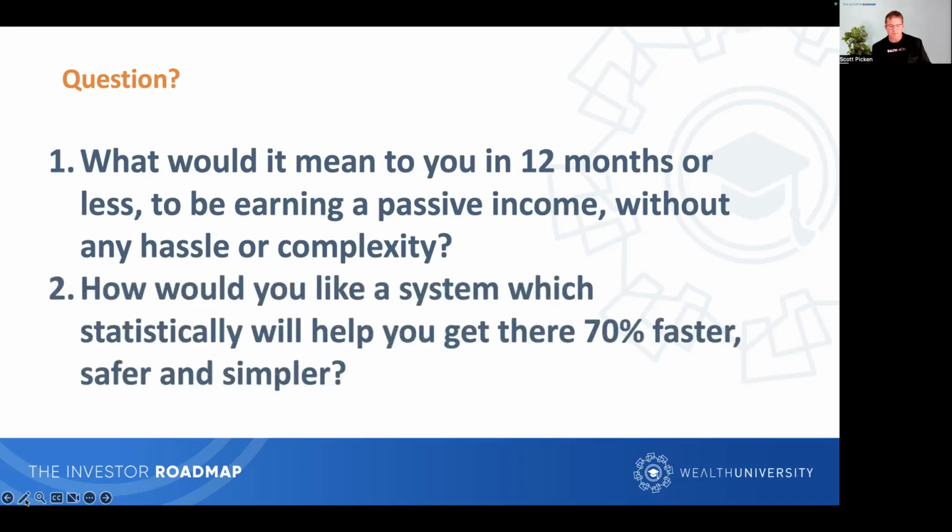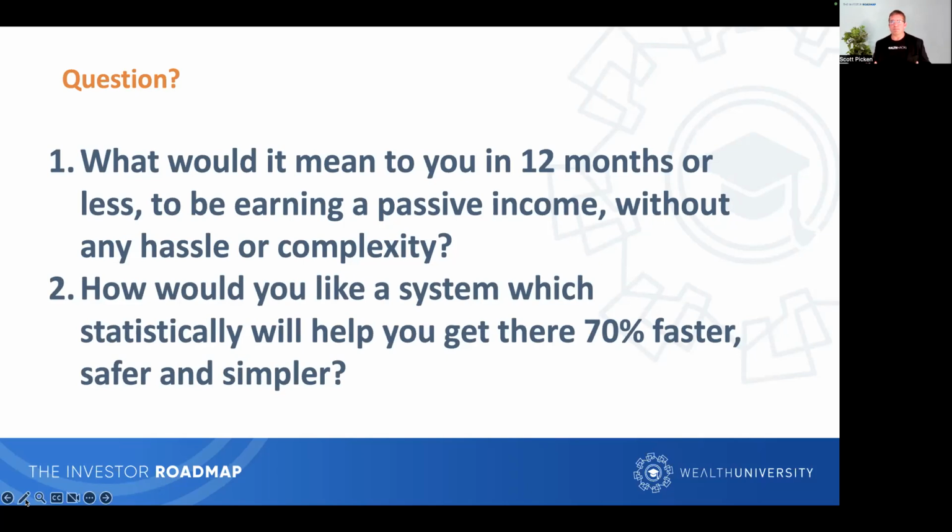And secondly, how would you like a system which will statistically help you get there 70% faster, safer, and simpler? So yeah, let me know in the chat box if this is something that resonates with you. I certainly know from my perspective that for me, passive income equals freedom.